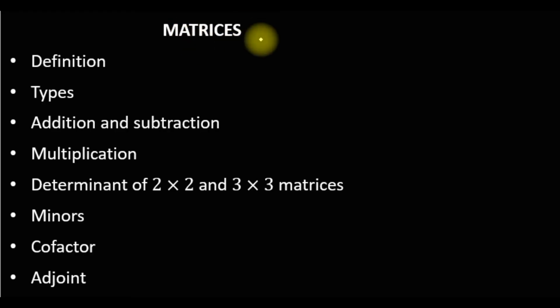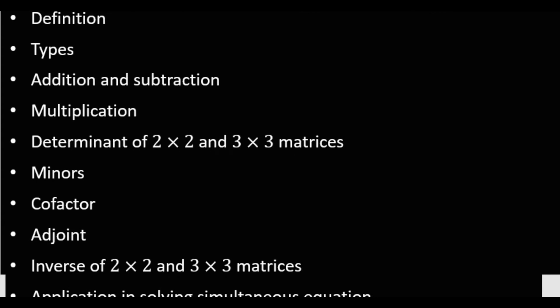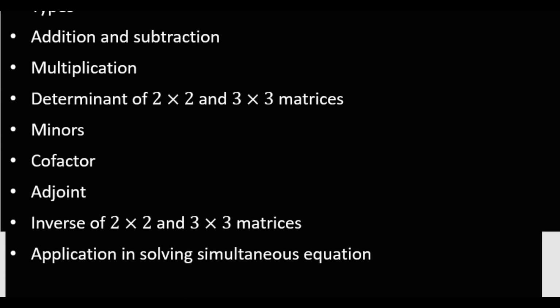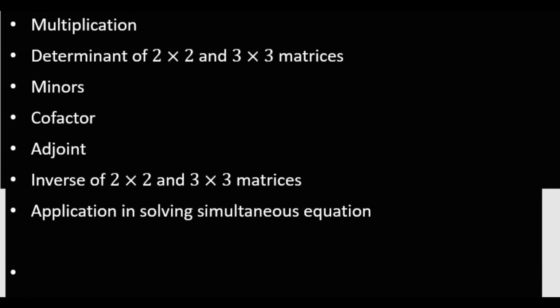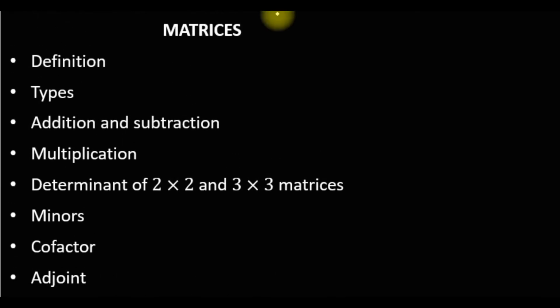Okay, we are on matrices. Under matrices, we'll look at the definition, the types, addition and subtraction, multiplication, determinant of 2 by 2 and 3 by 3 matrices, minors, cofactors, adjoints of a matrix, inverse, and also learn how you apply it in solving simultaneous equations. So we start with the first one, that's the definition.